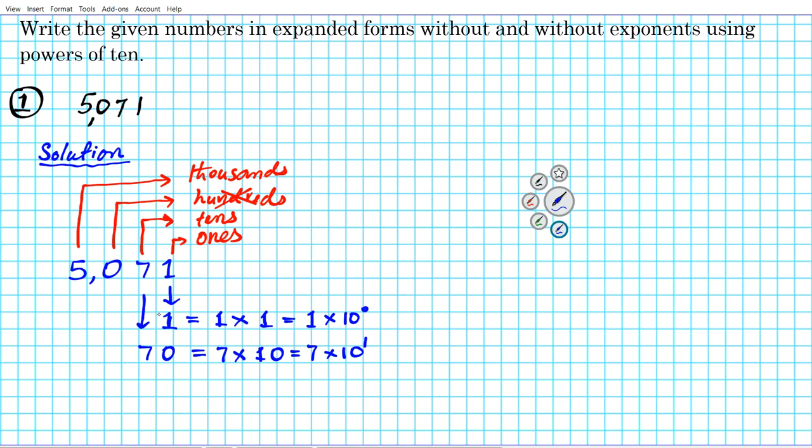Alrighty, so this 5 that we have right here is in the thousands place. So what's the value? It's going to be 5,000. And if we want to write it in expanded form, let's do that first without exponents: 5,000 is 5 times 1,000. And if we want to write it in expanded form using exponents, it's 5 times 10 to the what? 3 zeros, 10 to the 3rd.